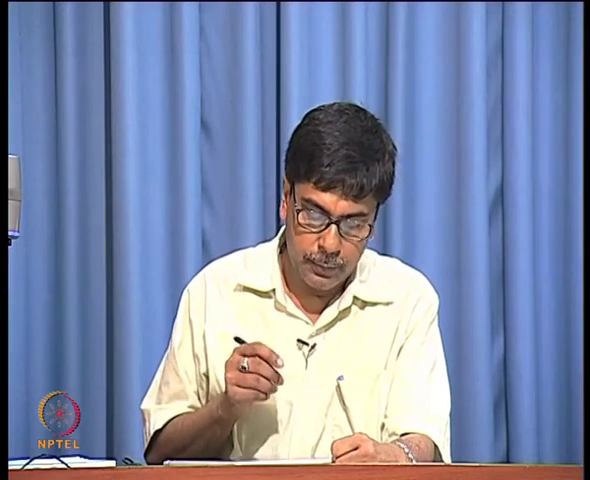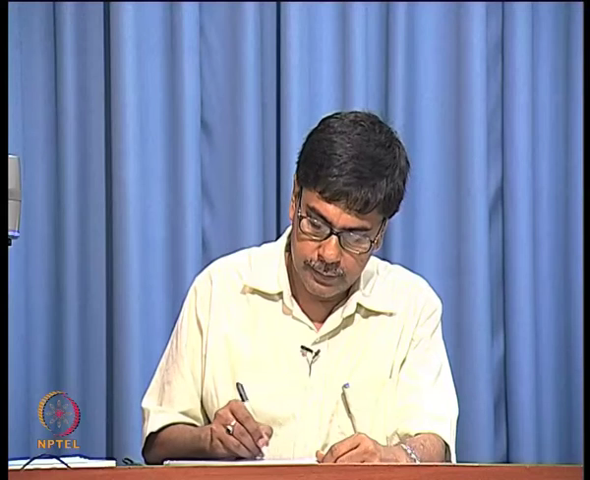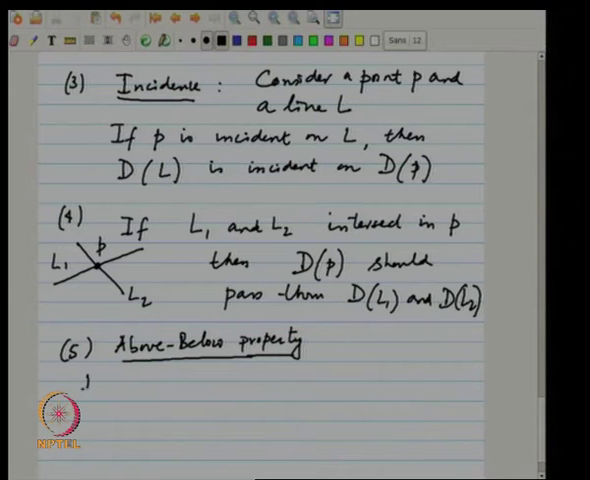So one more thing. We are talking about incidence. So what if the point does not lie on the line? It is either below or above. So we need to say something again about the orientation. I will call it the above below property. So say that if P lies above L, where above is the same way that we talked about previously: here is a line L, and P is above L.